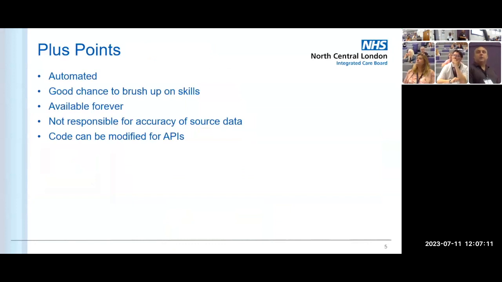So plus points, it's automated, so that means I can get all the glory for it just by clicking a button. Good chance to brush up my tech skills. I haven't really done this sort of thing before, so I had to learn how to do it and then make it work. It's available forever unless I lose the source data, which I have not. And also, they're in the process of getting rid of it. The last point, modifying it for APIs, the code can be modified. And because I don't own the data, I'm not responsible for the accuracy of it. So if there's any issues with it, I could just pass people to the originator of it.